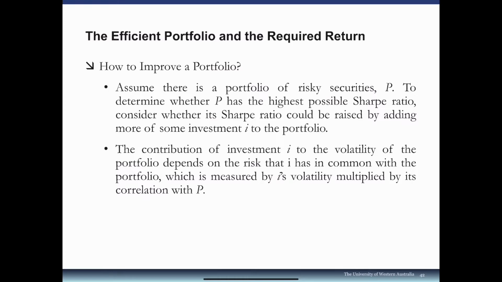To determine whether P has the highest possible Sharpe ratio, we consider whether its Sharpe ratio could be raised by adding more of some investment I to the portfolio. The contribution of investment I to the volatility of the portfolio depends on the risk that I has in common with the portfolio, which is measured by I's volatility multiplied by its correlation with P. Let's see that in this format.